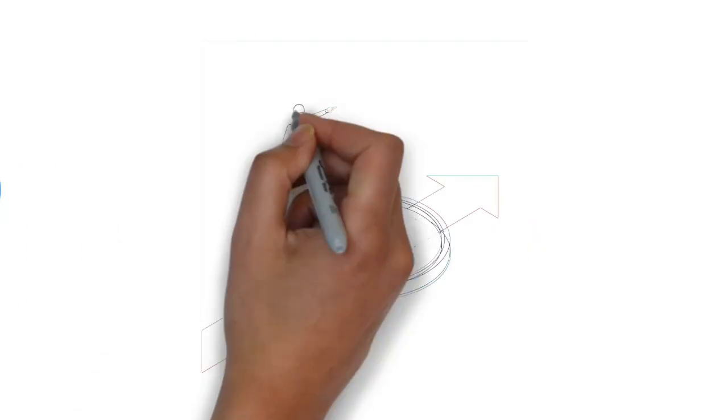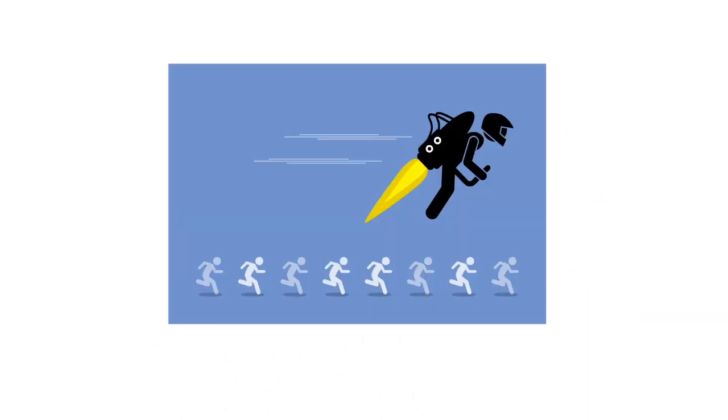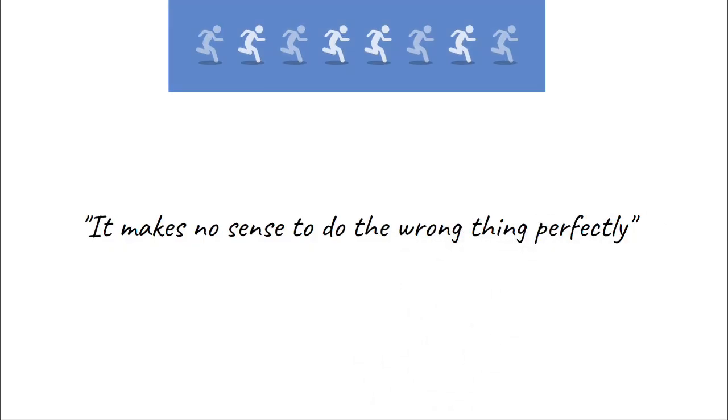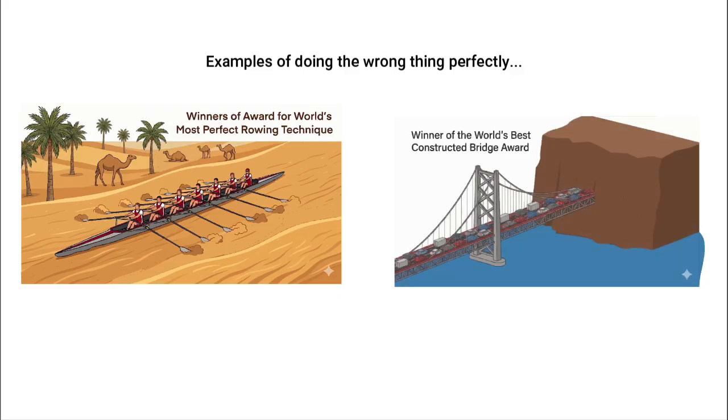The question here is, does it satisfy a real market need? Does it enable the customer to do something better, faster, cheaper in some way? Because, as the old saying goes, it makes no sense to do the wrong thing perfectly. If there is not a real market need, it doesn't matter how good you are at serving a non-existent need. No matter how good your resources and capabilities are, if they cannot serve a real market need, it does not provide an advantage.